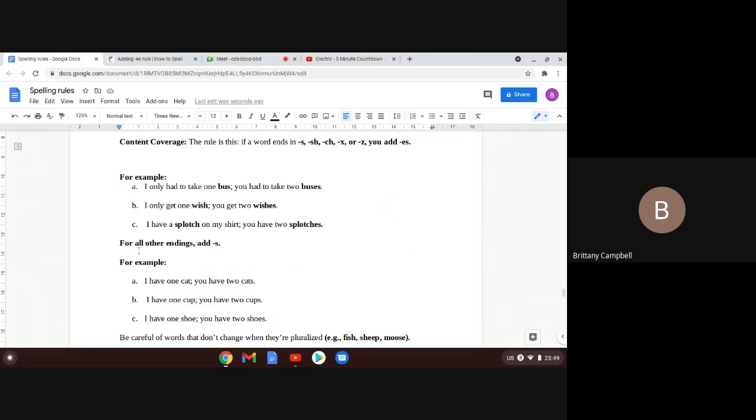Now, for all the other endings, you add S. So it means if the word does not end with S, SH, CH, X, or Z, then you add S. Understand? For example, I have one cat. You realize cat ends with what? T. Totally different from this, right? So you add S.